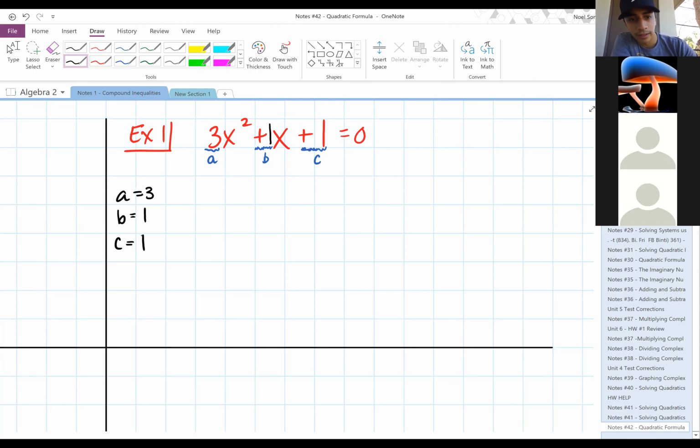So you have x is equal to, remember that the formula starts with a negative. You always write the negative, and then whatever comes next, let's say it's your b, put that in parentheses.